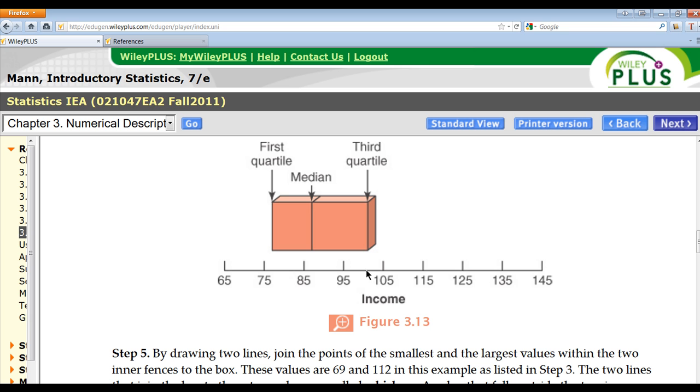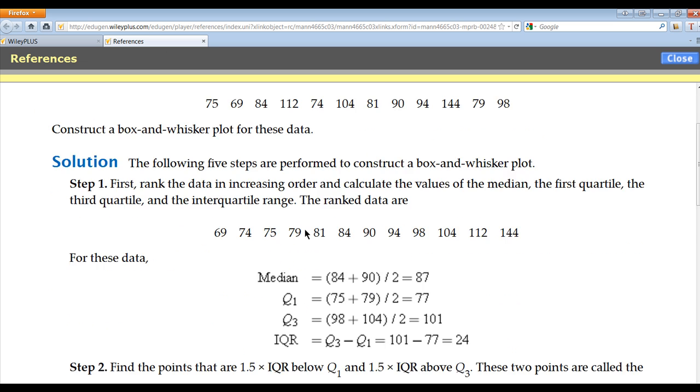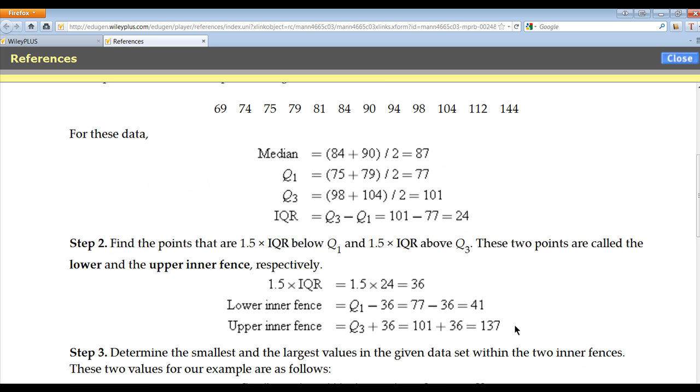From here, this is about 100, so you're going to go up to about 135 or something like that. And that's called the inner fence, the upper inner fence. So the upper inner fence is up there, and the lower inner fence is 41. Okay, what else do they want us to do?